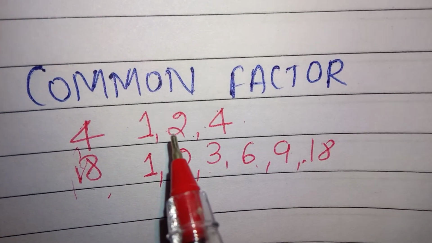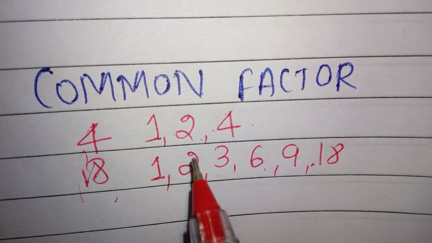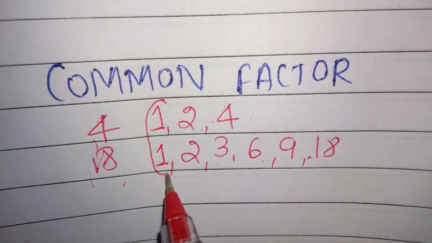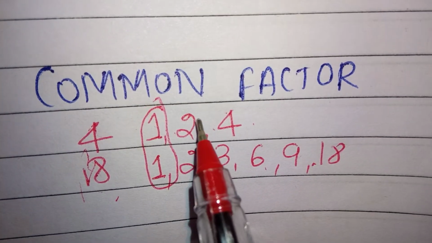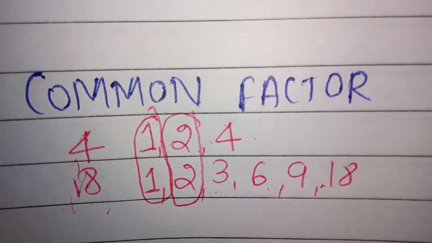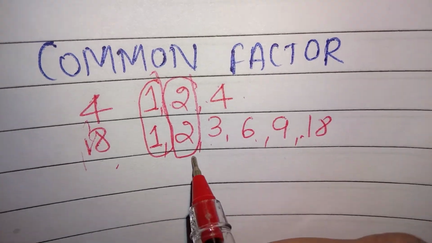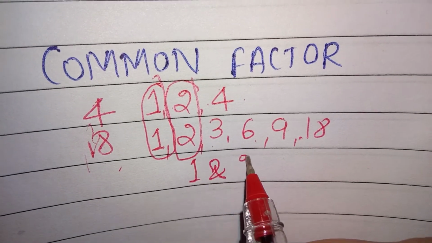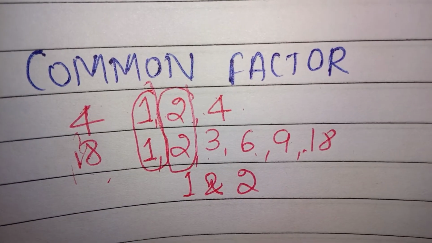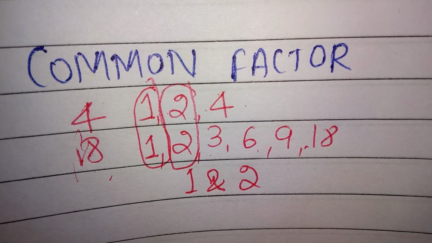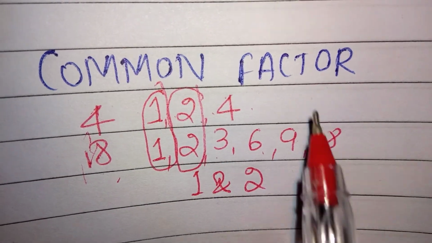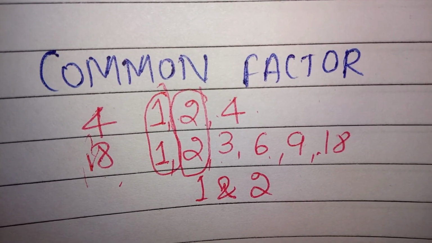Let's see what the common factors in both numbers are. 1 and 1 is a common factor, and 2 and 2 is a common factor. There are no other numbers which are common in both. So 1 and 2 are the common factors of 4 and 18.